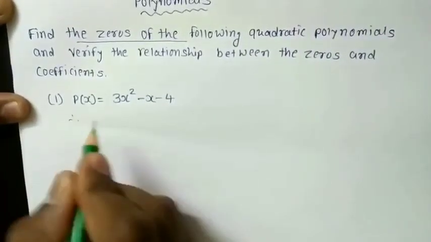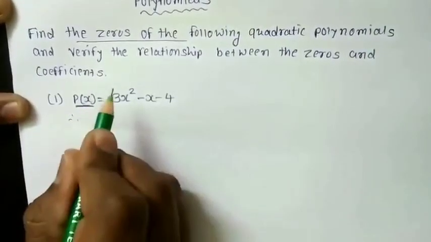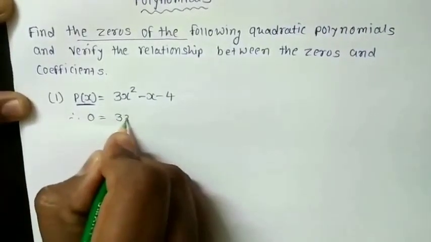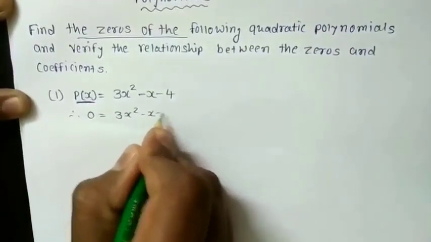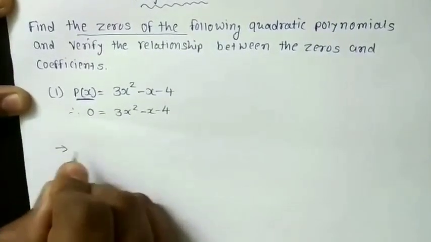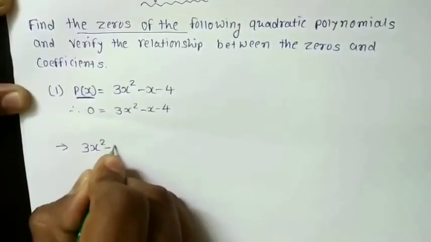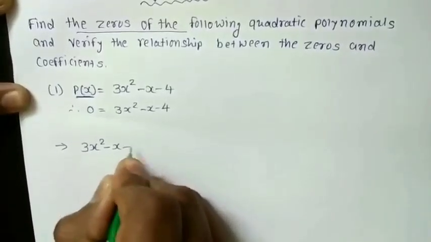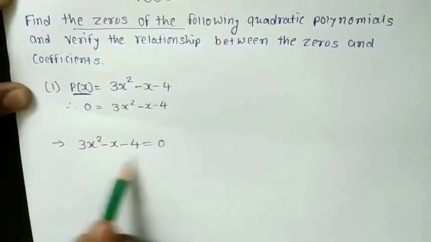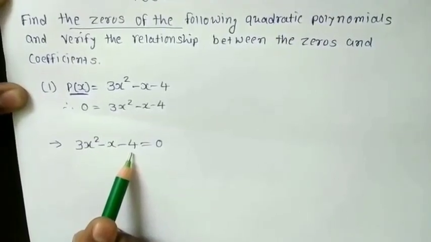We will consider that we need to find out the zeros. We will consider that p(x), which is the polynomial, is equal to 0. So 0 is equal to 3x² − x − 4. I can rewrite this as 3x² − x − 4 = 0. Let us try to find out the zeros of this given polynomial with the help of factorization.